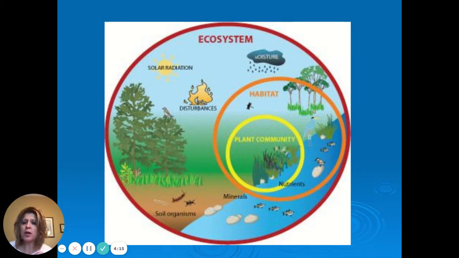Community is where those organisms of living things interact. That's where the deer eat on the grass. They are interacting with the living organisms. Okay, so ecosystems are the living and non-living, habitats are the home, and the community is where those organisms, just the living organisms, hang out together.